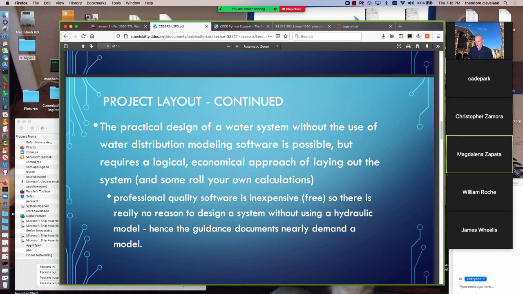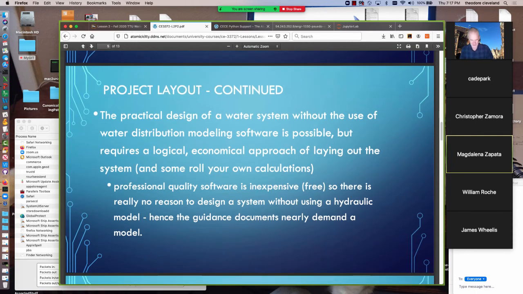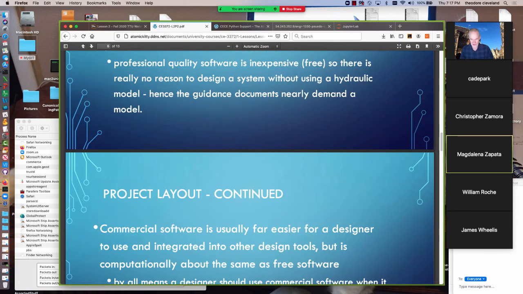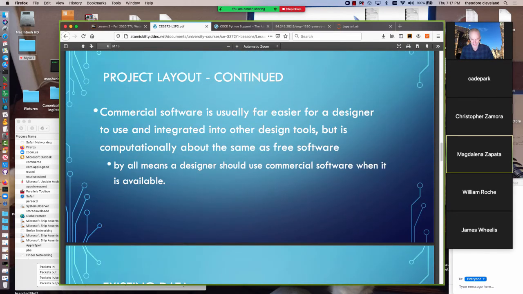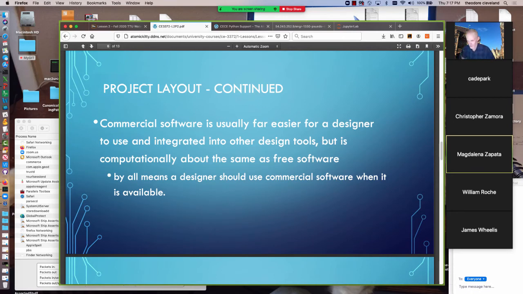We're going to use the software EPANet, the free version that's supplied by the US EPA. There's commercial software that uses the same computation engine, but has an arguably superior interface. And the reason is they can integrate the hydraulic calculations and other design tools into a single software product. And it saves time, and time is money. So by all means, a designer should use commercial software when it's available.